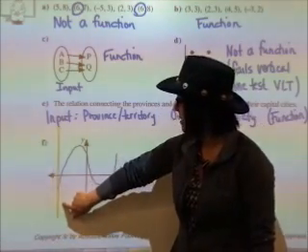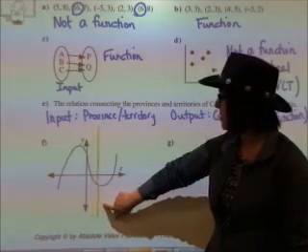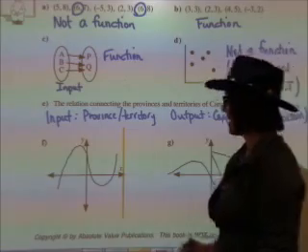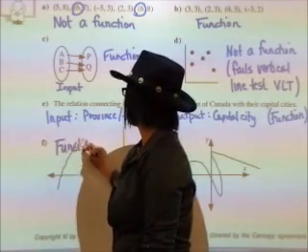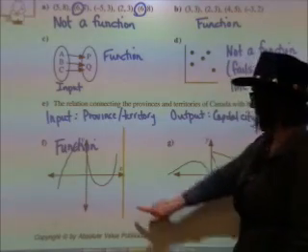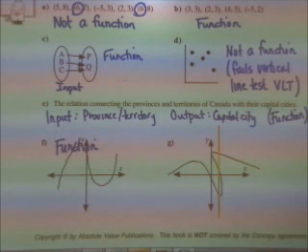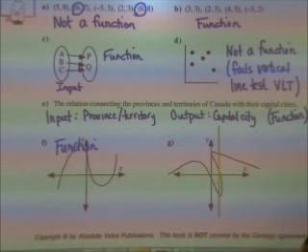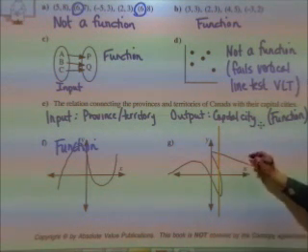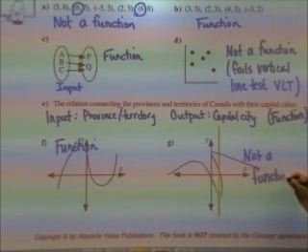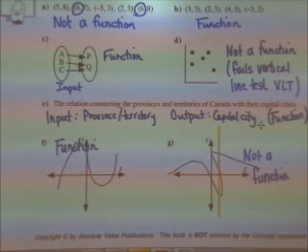F, I have a graph. Does the graph pass the vertical line test? Yes. So is this a function? Yes. Okay. And in G, does it pass the vertical line test? No, it fails it. It doesn't fail it all the way across, but it just has to fail it once for it no longer to be a function. So this is not a function.